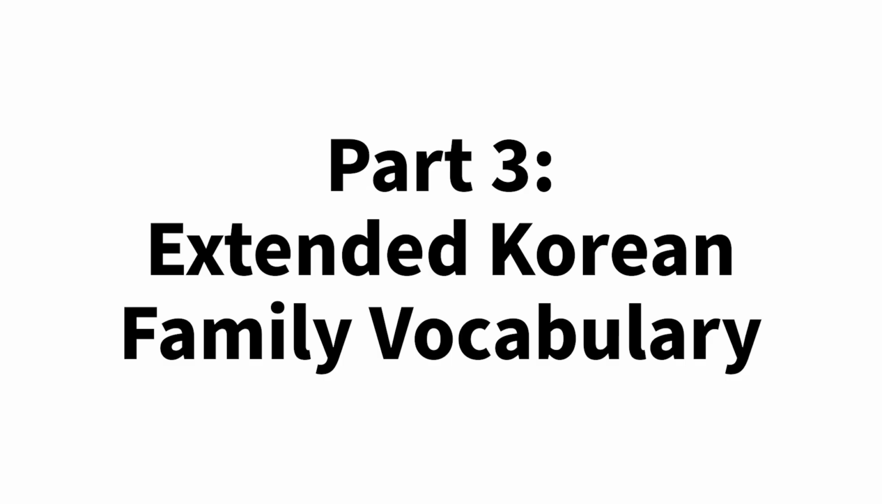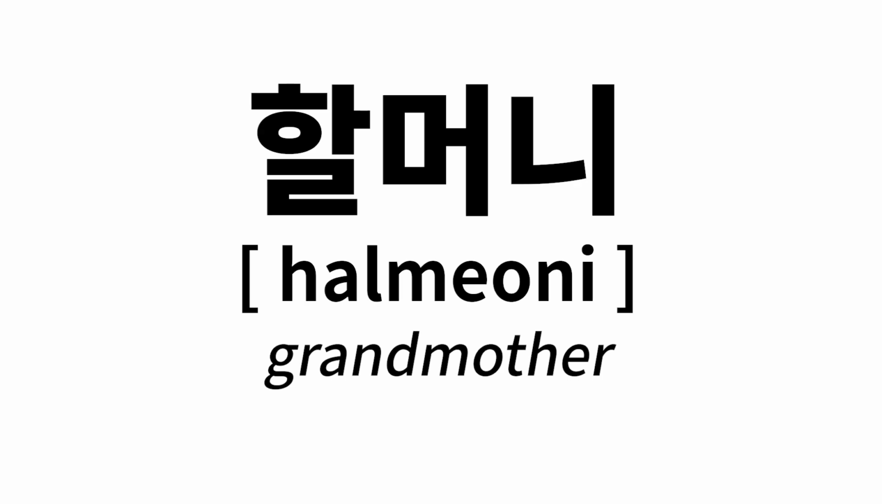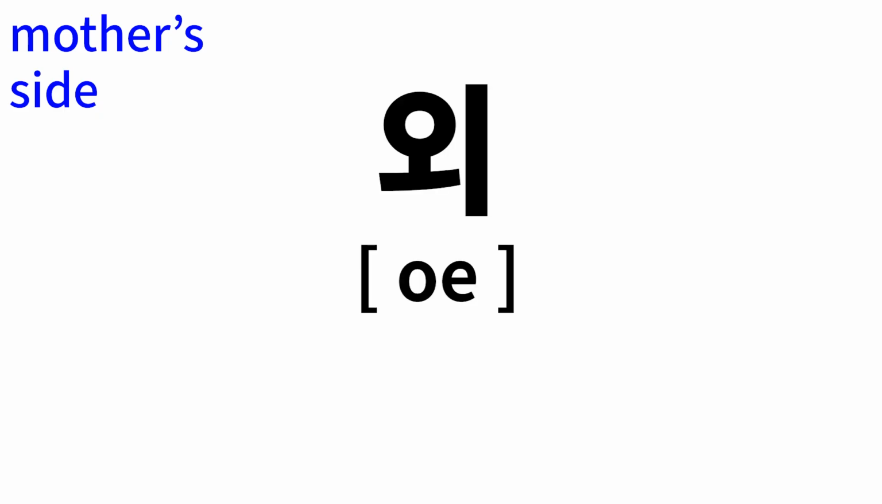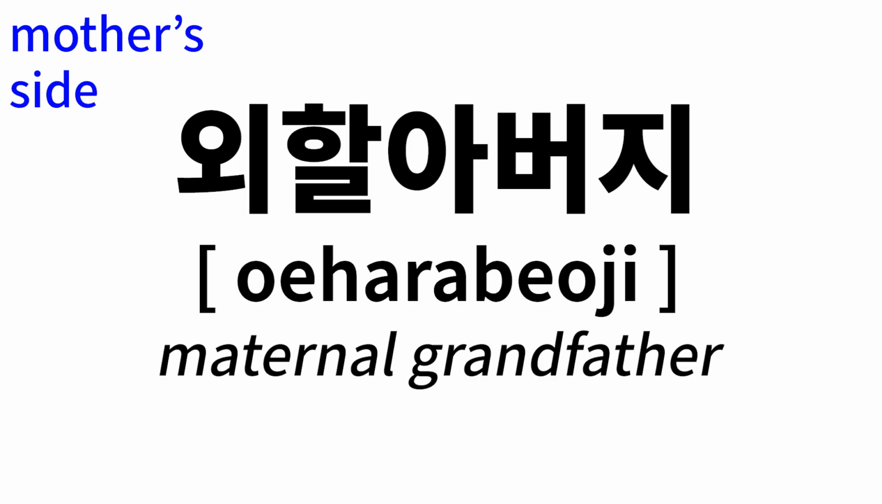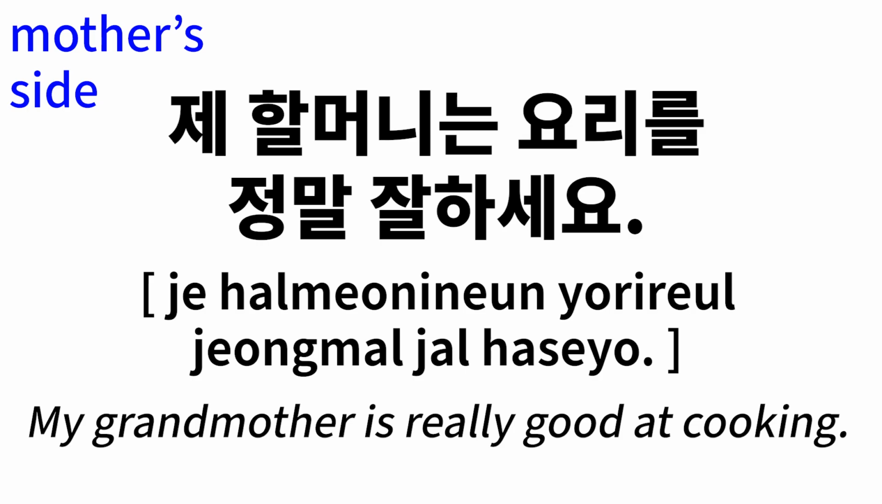Part 3. Extended Korean family vocabulary. Grandparents, uncles, aunts. Moving on to extended family. If you've ever wondered, how do I say grandfather in Korean? Here it is. The general word for grandfather is 할아버지. For grandmother, it's 할머니. When you want to specify you mean the grandmother or grandfather on your mother's side, add 외 in front. So you'd say 외할아버지 and 외할머니. Example, 제 할머니는 요리를 정말 잘하세요. My grandmother is really good at cooking.